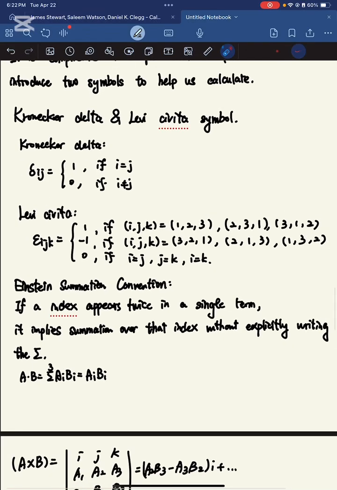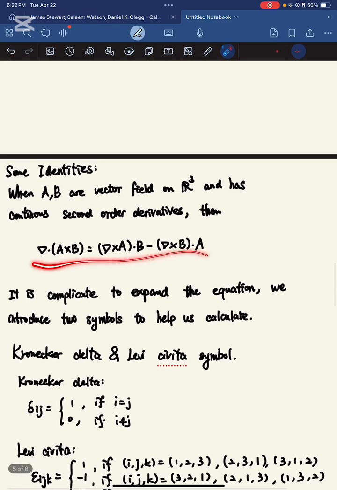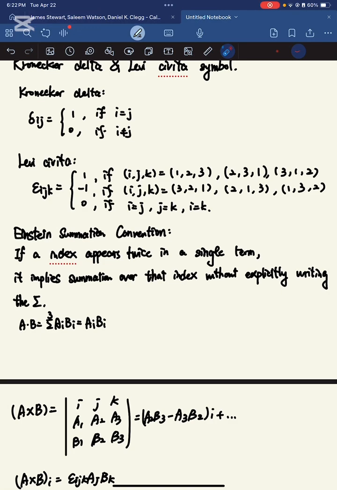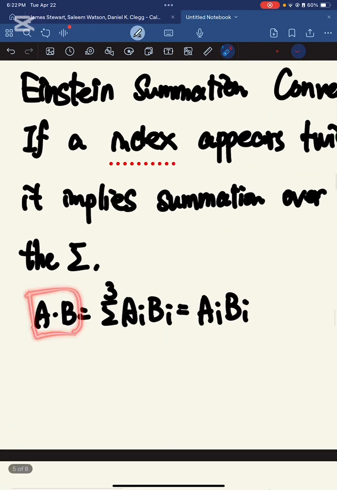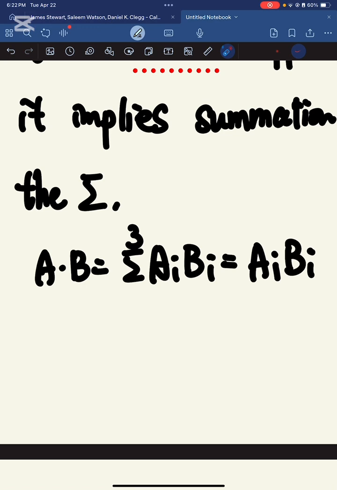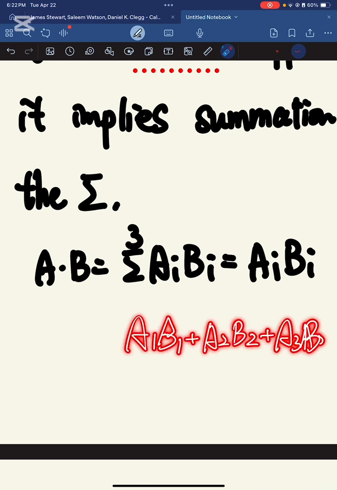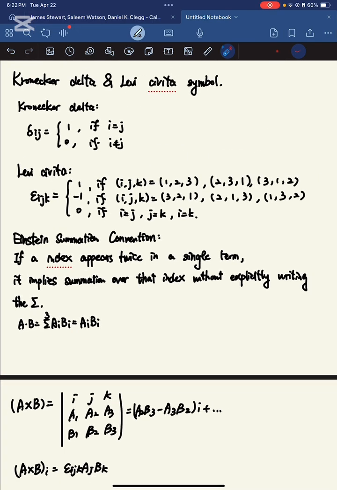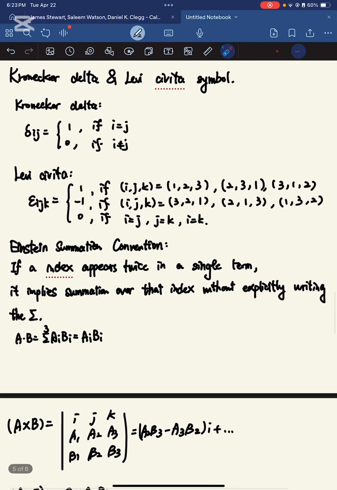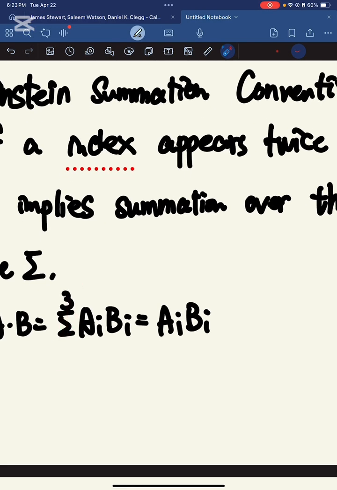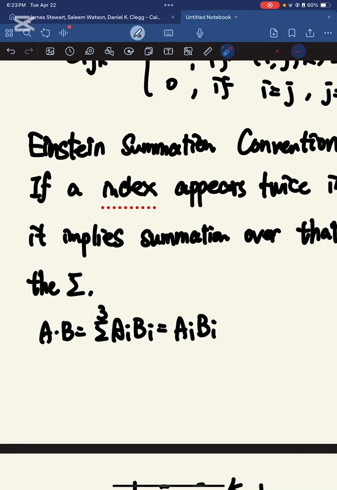Okay. So the last thing we're going to talk about, before we derive this, is the Einstein summation convention. If there's an index i, for example, when we have the cross product here, we usually write it like this, so we sum up everything and get a value. But the Einstein summation convention tells us that if an index appears twice in a single term, it implies summation over that index without explicitly writing the sigma. What it means is that we don't need to write this. We just write the terms, because we have the same index, and we can also use this on curl and divergence. We can also use it on the cross product.